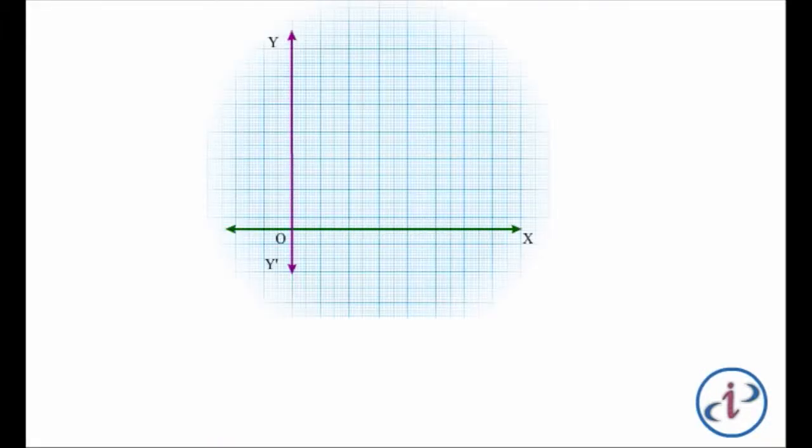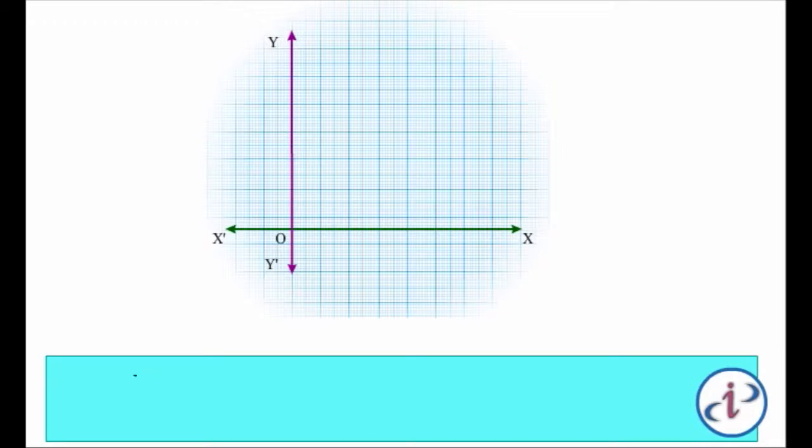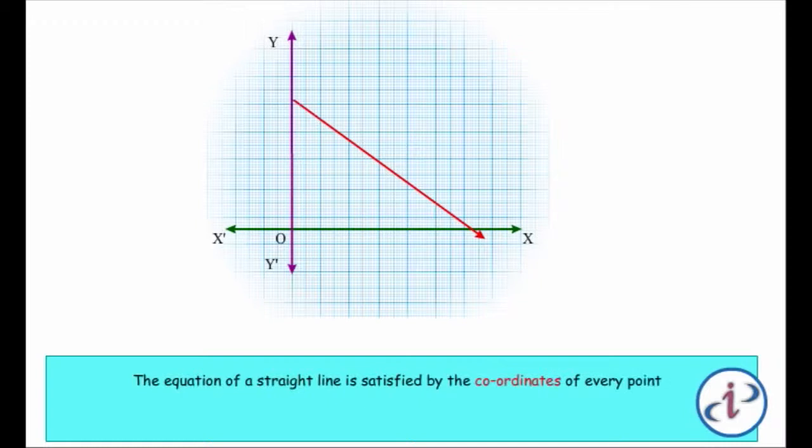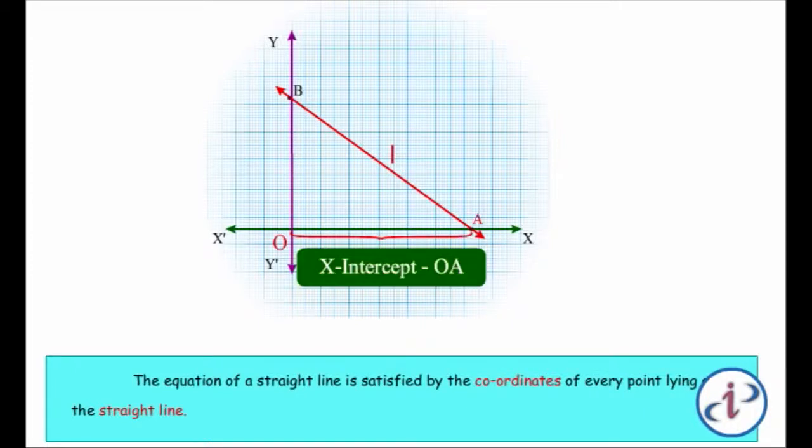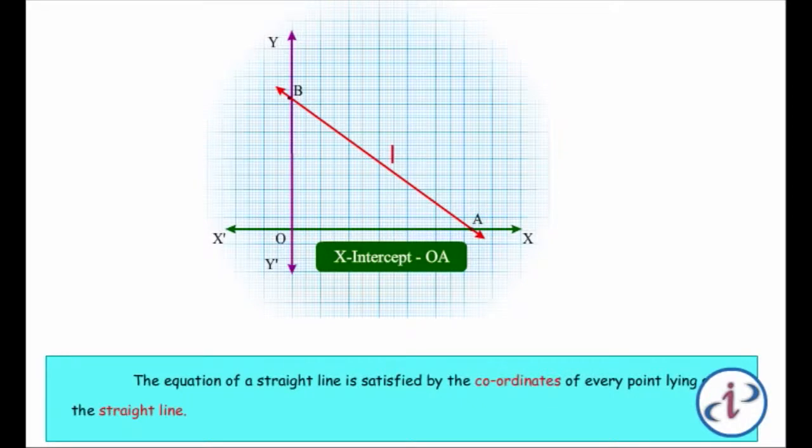We know that a linear equation, or an equation of the first degree in x and y, represents a straight line. The equation of a straight line is satisfied by the coordinates of every point lying on the straight line. If the straight line L cuts the x-axis at A and y-axis at B, then the x-coordinate of A, that is OA, is called the x-intercept, and the y-coordinate of B, that is OB, is called the y-intercept of the straight line. Let us now look at the equation of a straight line in various forms.